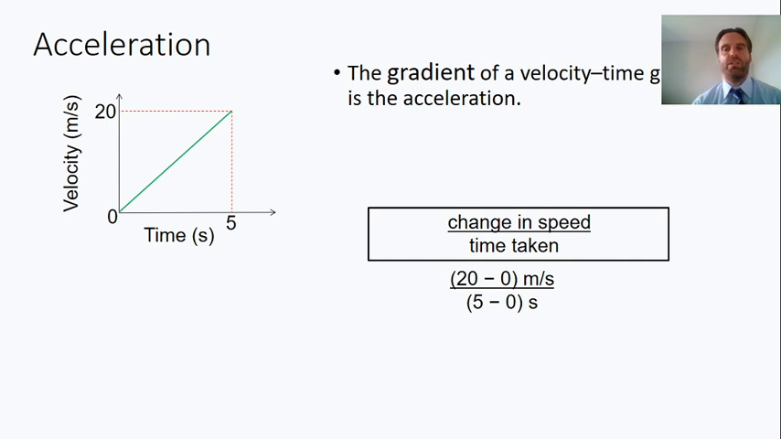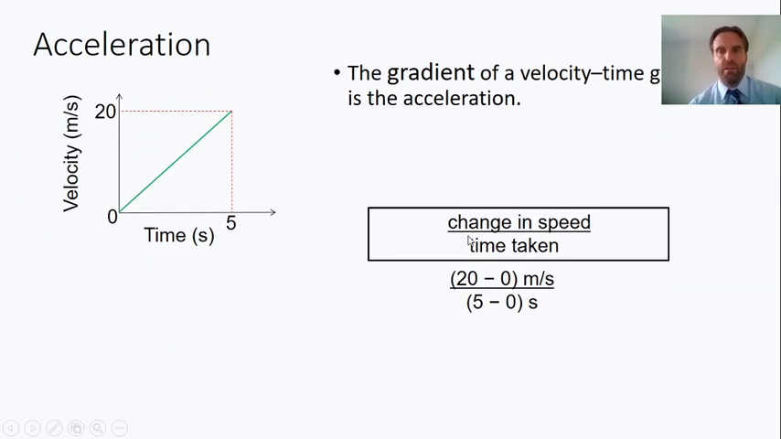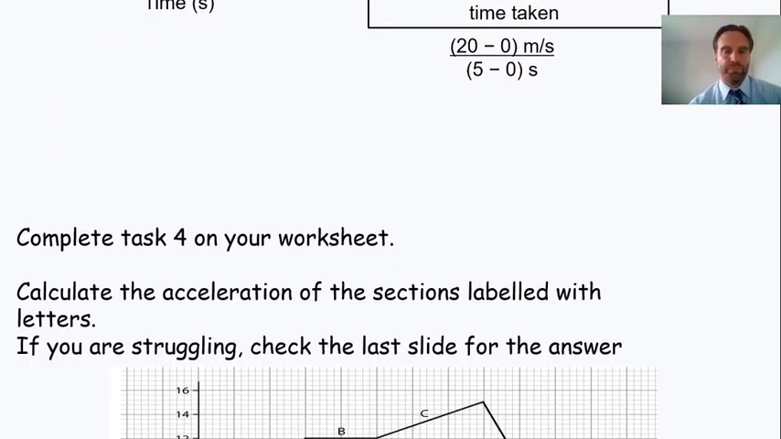So you're looking at that change in velocity, or change in speed. It's the same thing in this case. If we look at this, the change in speed is 20. It's gone from 0 to 20 over that period of time. So that goes into the top, 20 minus 0. And then the change in time is 5. So it took 5 seconds for the speed to change by 20. If we put all that together, you'll be able to calculate the gradient of the line and therefore the acceleration of that object.